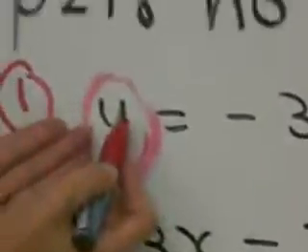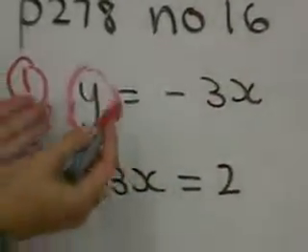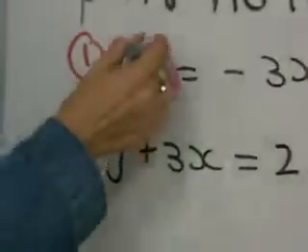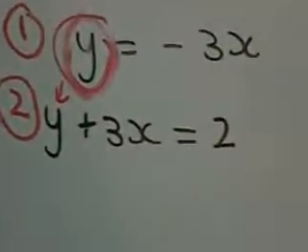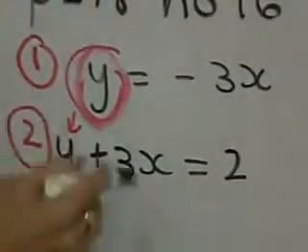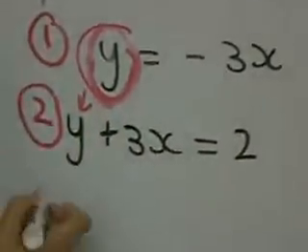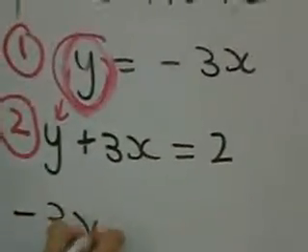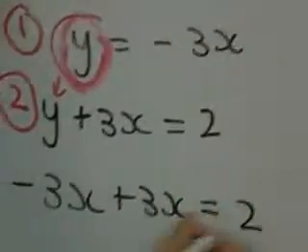Y is on its own on the left hand side. Y is equal to minus 3x. So I can just take this and plonk it right into the second equation. Okay? So instead of writing y, I'm going to write minus 3x. So I'm going to say minus 3x plus 3x is equal to 2.